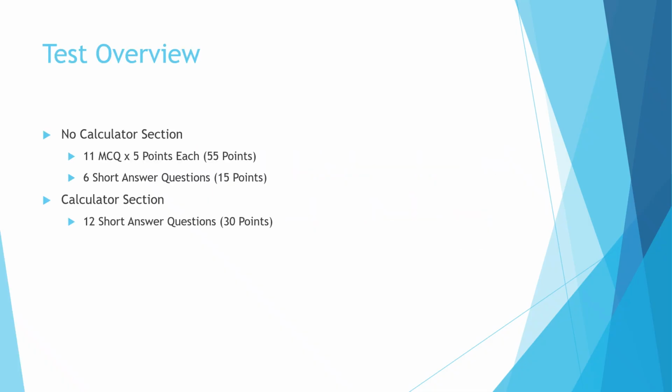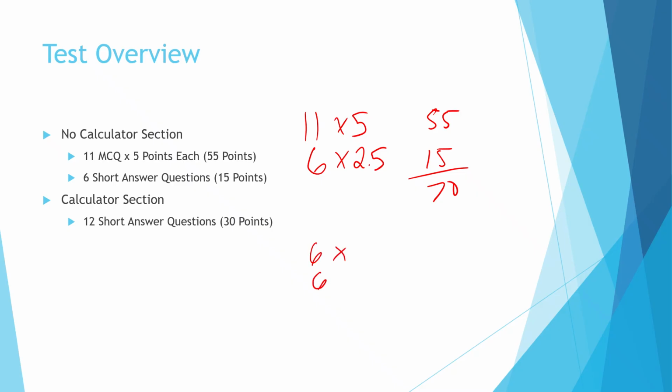All right, so here's the test overview. There's going to be two sections, a no calculator section and then a calculator section. The no calculator section will have 11 multiple choice questions, each for 5 points, and then 6 short answer questions, each for 2.5 points. That's going to be a total of 70 points. And then the calculator section will have two 6-part short answer questions, each worth 2.5 points. That's going to be a total of 30 points, for a total of 100 points.